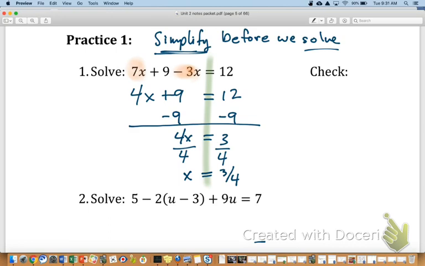So I think then number 2 might be within your grasp. So if you would, please take a look at number 2. I'll reset the screen here in a second, but take a look at number 2, 5 minus 2, parentheses, and see if you can solve for the variable, see if you can solve for u.